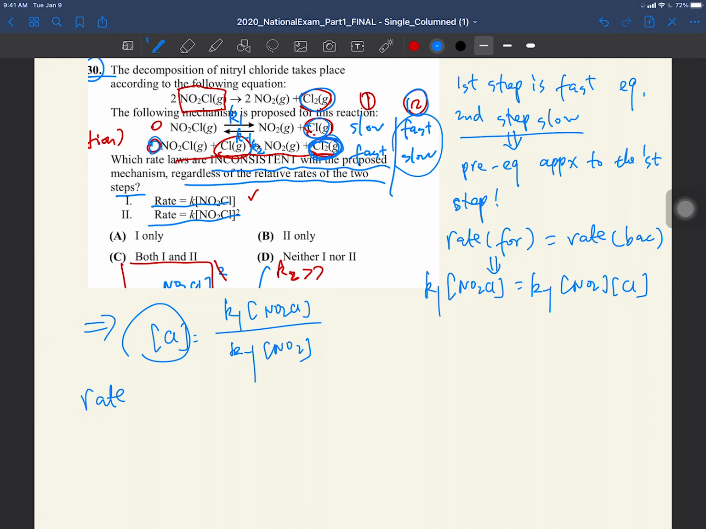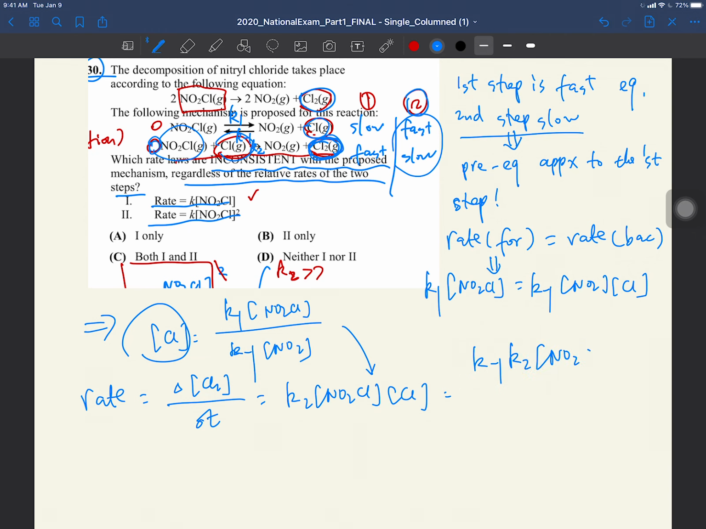The rate of the reaction equals this, and equals k2 times this, right? Following the elementary reaction, we can put this in. We got k1 k2 [NO2Cl] over k-1 [NO2].